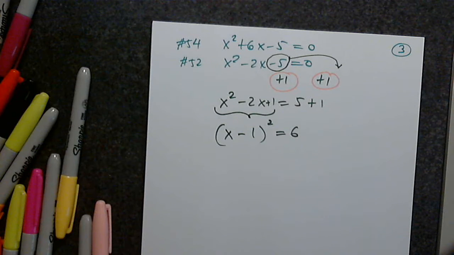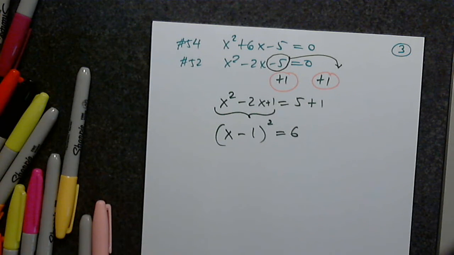Because you took the 2 and you divided it by 2, which is 1, and then you squared it, which is still 1. It was negative 1 before, but when you square it, it's still 1. And so then you have to add 1 to both sides. Very good. These are the 4 steps in completing the square. Everyone with me? Any questions? Good.